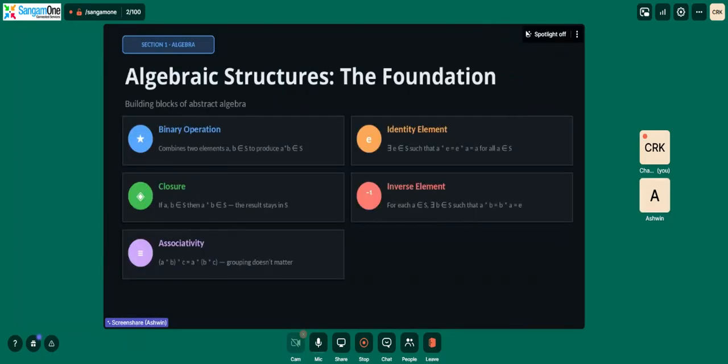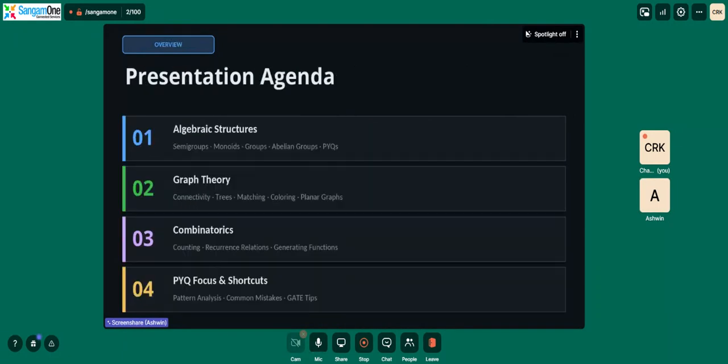Algebraic structures cover semigroups, monoids, groups, and abelian groups. Graph theory covers trees, coloring, matching, planar graphs, and related concepts. Combinatorics includes counting techniques, recurrence relations, and generating functions. PYQs focus on solutions, discussing exam patterns, shortcuts, and common mistakes.